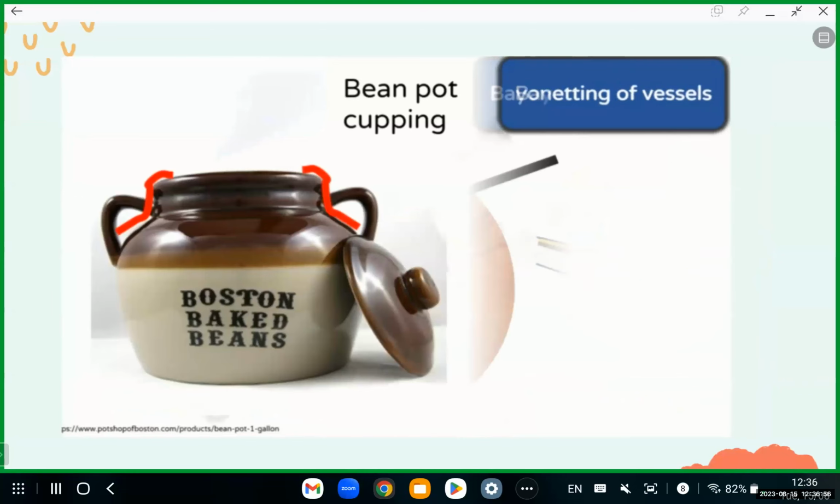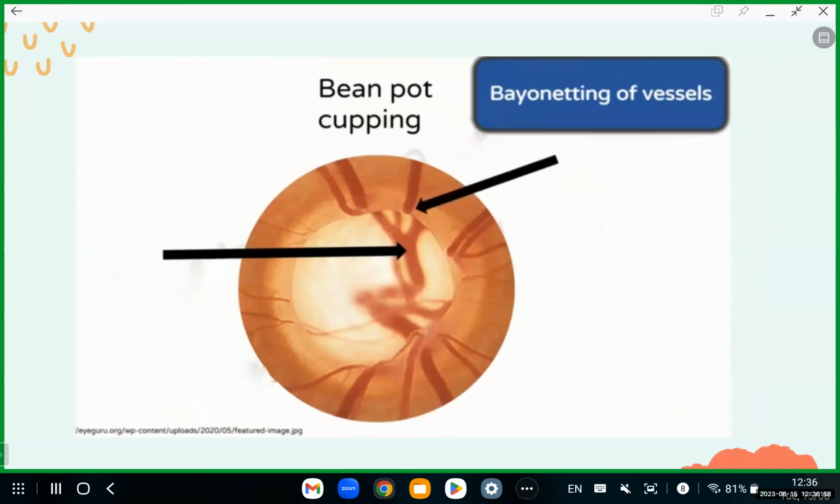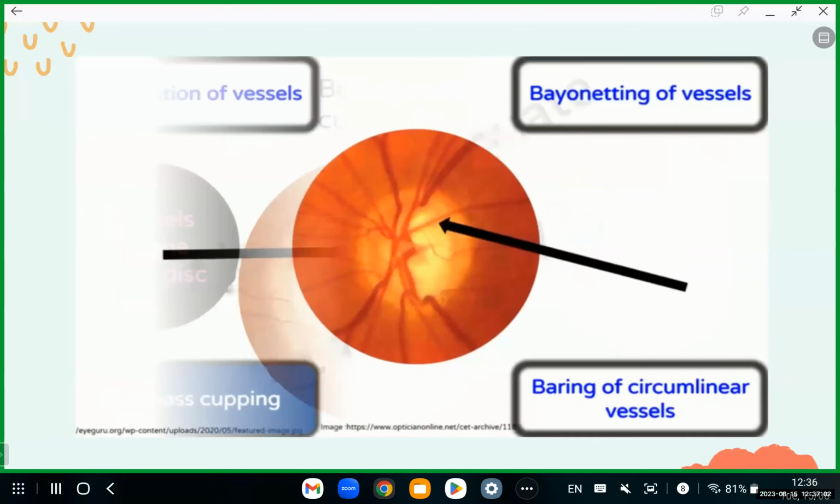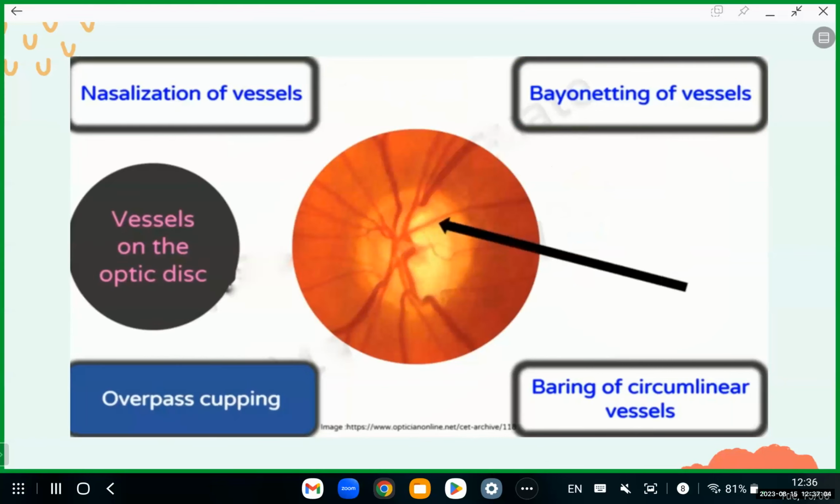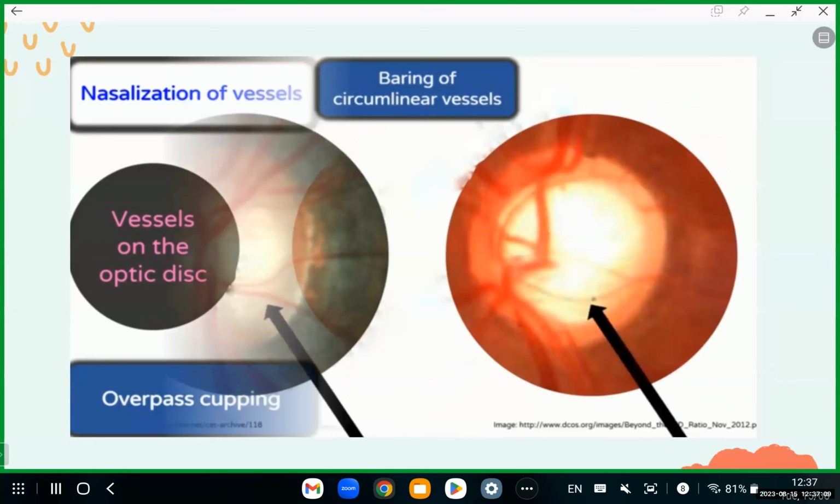Baring of the circumlinear vessels is seen. As the cup enlarges, an area of pallor appears between the vessel and the cup margin. And finally, the laminar dot sign, where the openings of the lamina cribrosa may be visible as the nerve fiber layer atrophies.